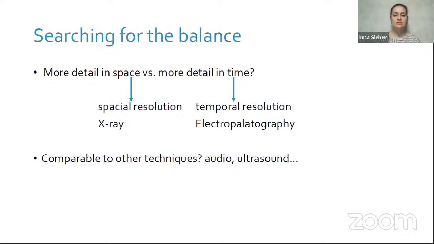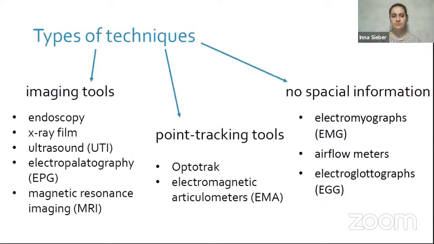Some instrumental techniques are comparable to others, and others are not comparable. We can divide all types of instrumental techniques in phonetics in three groups. One group is imaging tools. Another group is different tools that don't provide any spatial information at all. And the third group is point tracking tools that are different from both imaging and non-imaging tools.